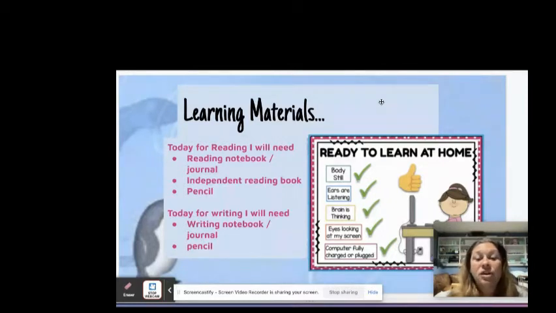But before we get started, we also need to make sure that we are ready to learn from home. So, is your body still? Are your ears listening? Is your brain thinking? And are your eyes looking at my screen? And very important, is your computer charged or plugged in? Let's make sure that we have it charged or plugged in. We don't want any mishaps during our lesson.